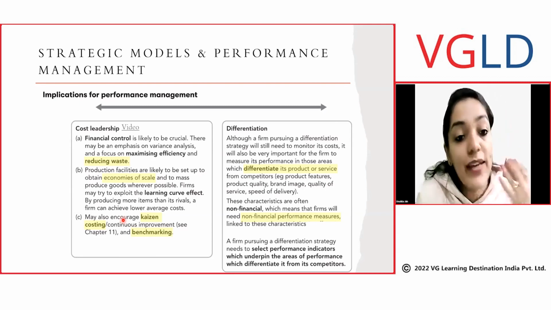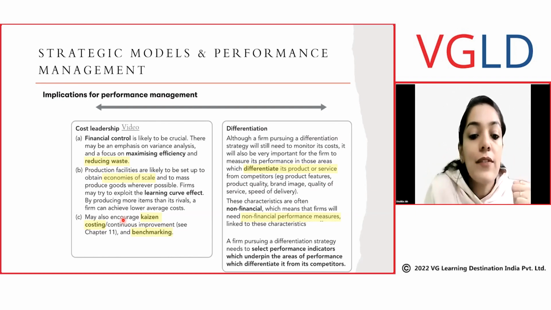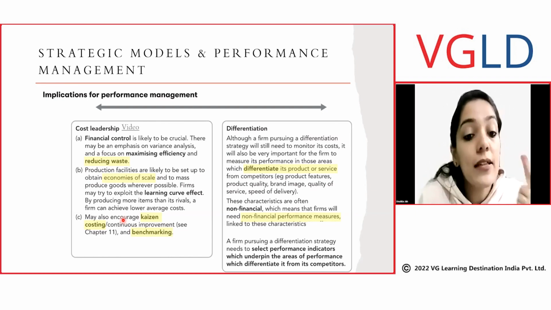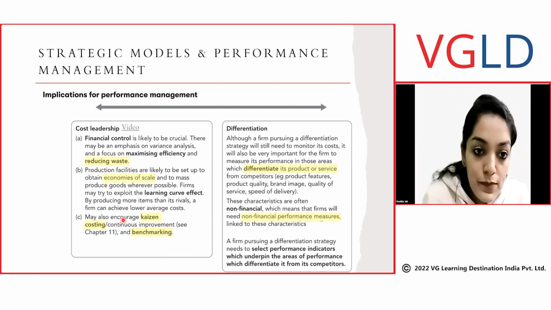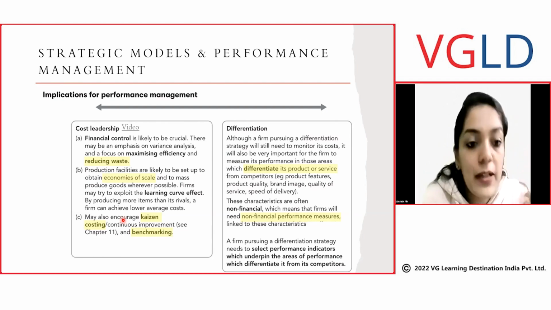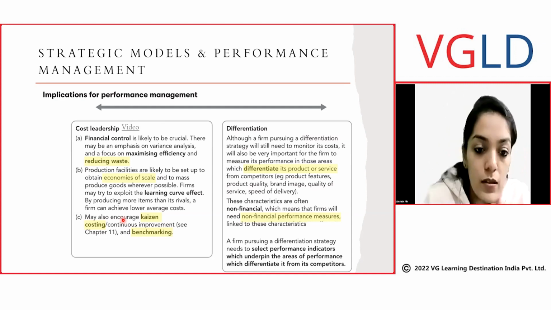Are we clear? So what did we study? Variance analysis can be done. Then we can see the learning curve. What is the learning curve effect? And then what is the impact of Kaizen costing? Or benchmarking: where are we as compared to the industry benchmark?